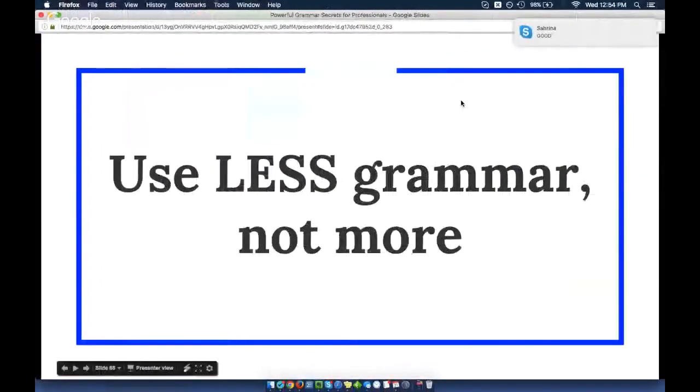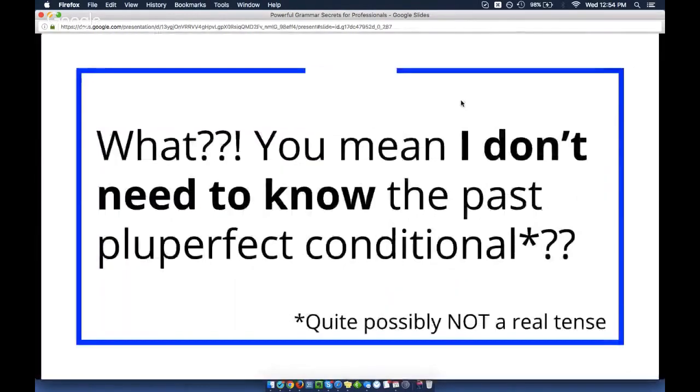Okay, sweet. So less grammar. We're on a grammar masterclass, and I'm telling you use less grammar. Why would that possibly be useful? Here's a little joke: what, you mean I don't need to know the past pluperfect conditional? Which is quite possibly not a real tense. So no, you don't. You don't have to make it your goal to learn every tense. You don't even have to make it your goal to learn more grammar tenses. We're going to talk about that in a minute.